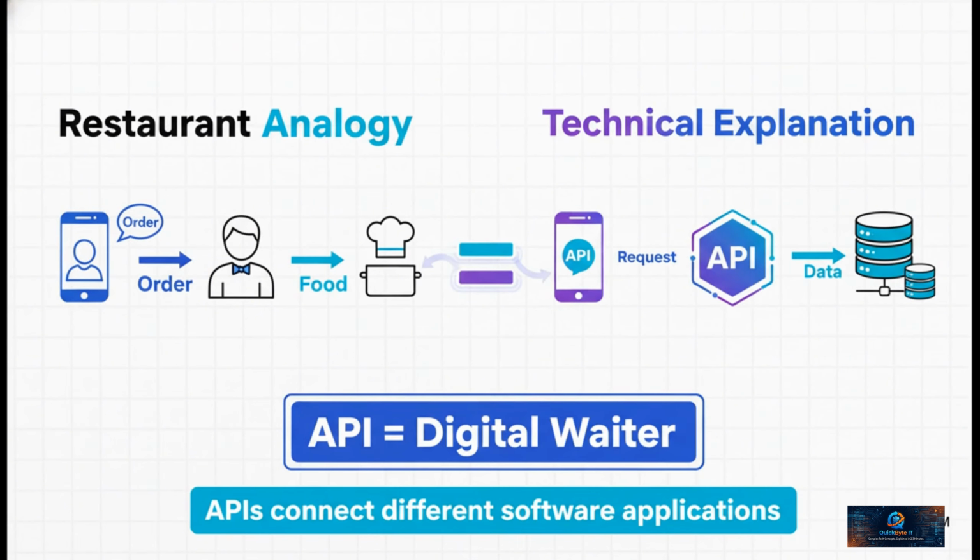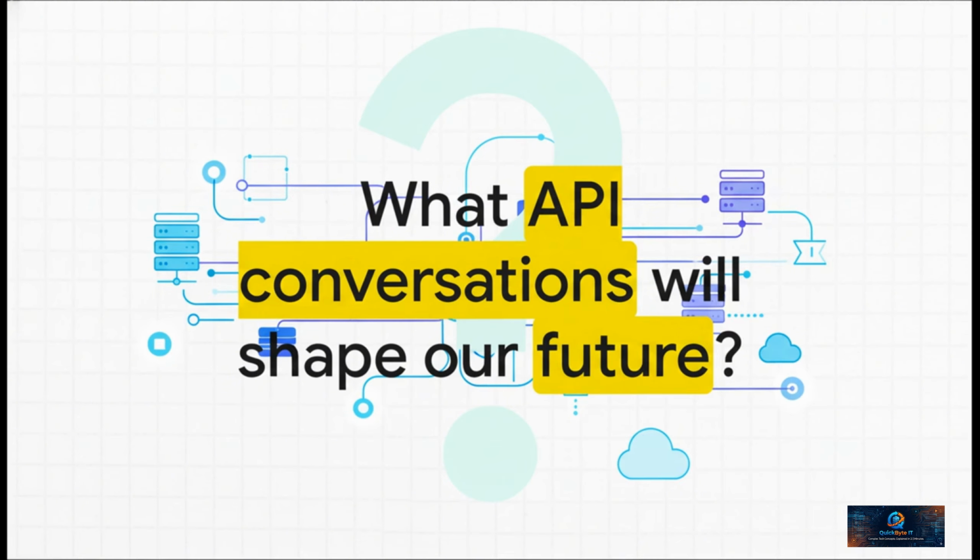And this brilliantly illustrates the whole point. Whether you think of it as a digital waiter, a secret handshake, or a legal contract, it all boils down to the same thing. An API is the standard, reliable, and secure way for different programs to ask for and provide services to each other. They're the invisible engine humming away behind our digital lives, enabling billions of these conversations every single second. And that leaves us with a really exciting question to ponder. What new conversations, between what new kinds of applications, are going to be powered by the APIs of tomorrow? What will they build next?